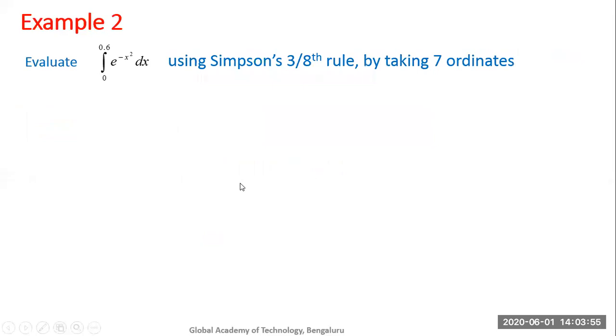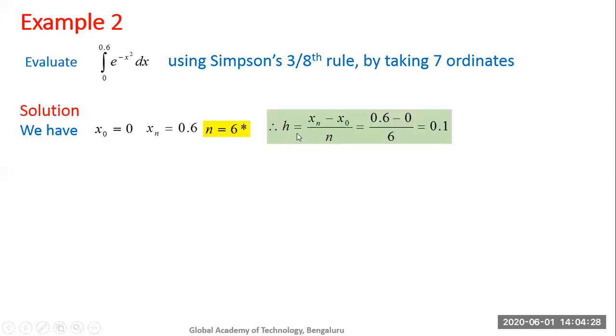Take another example. Evaluate the integral from 0 to 0.6 of e power minus x square dx using Simpson's 3/8 rule and take 7 ordinates here. So the number of ordinates is given. From the given integral, we have x naught as 0, xn is 0.6. So we want n. N is the number of subintervals, but here the number of ordinates is given, and we know the number of subintervals is always 1 less than the number of ordinates. So n is equal to 6 in this case. So once you know n, x naught, xn, you can calculate h, which is xn minus x naught by n. So we get 0.6 minus 0 by 6, which is 0.1.